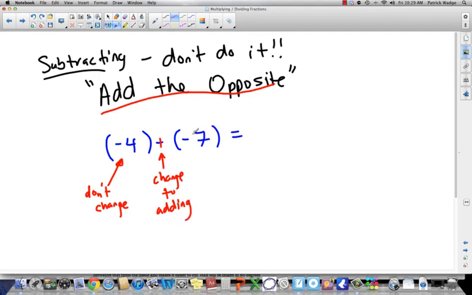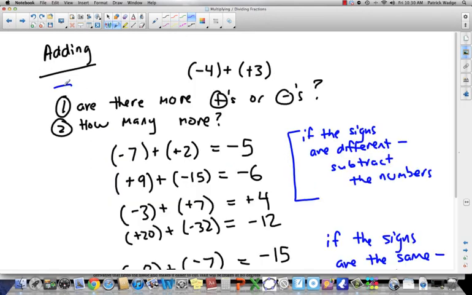And then we're not going to add the same number. We're going to add the opposite number. What's the opposite of negative 7? Positive. So you're going to change this to the opposite. Okay, we now have an adding question. How do you solve adding questions? I hope you haven't forgotten already. The two steps, the two questions right there.